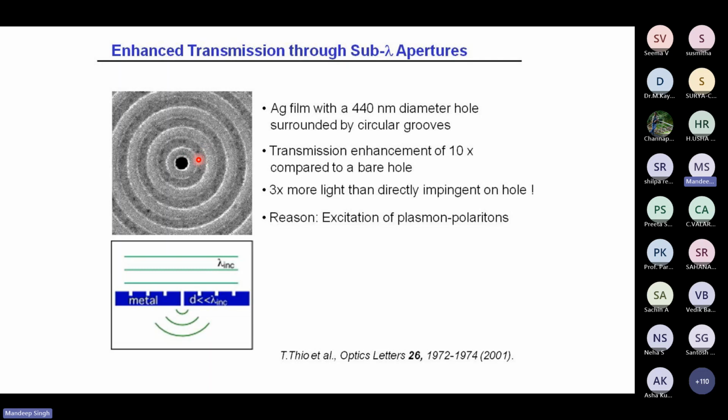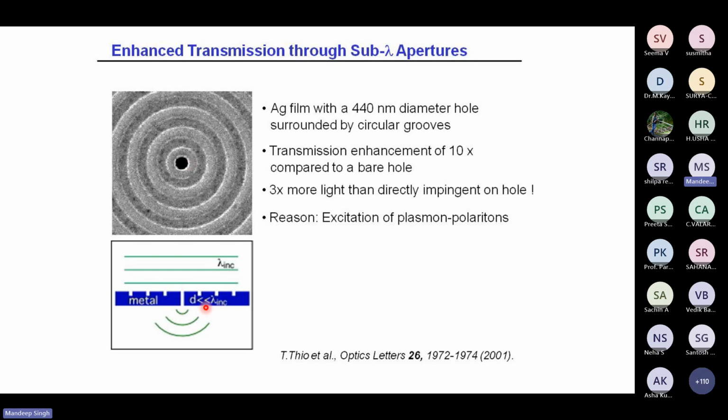To understand this, you can see they have taken a gold film, and in a circular fashion, in the center they have created a 440 nanometer diameter hole. This hole is surrounded by circular grooves. This is the rough structure, and it is used to understand extraordinary transmission through this circular aperture.